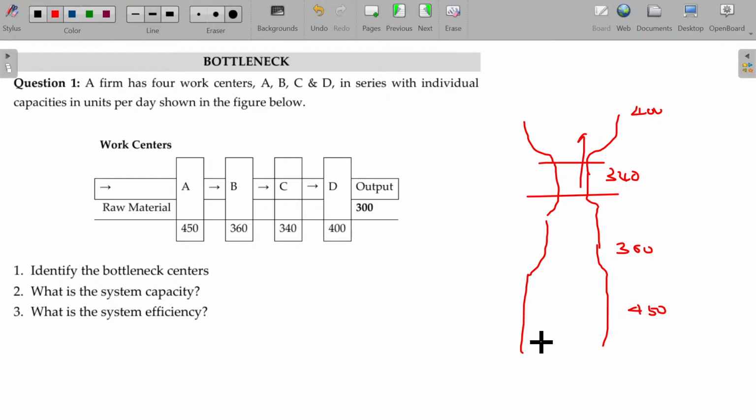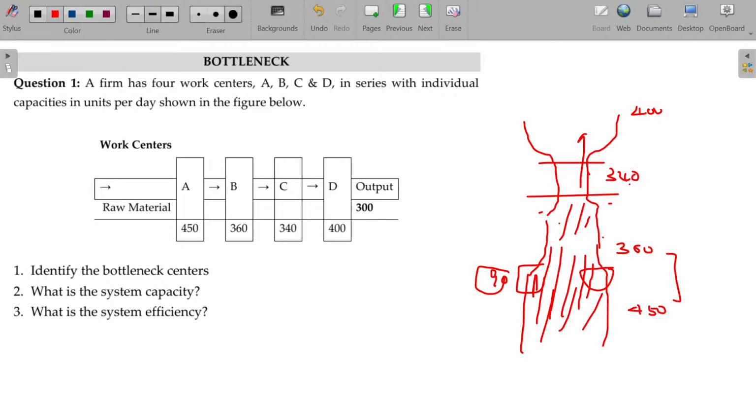So what happens here? All the people will come here, narrow down. The difference between these two, 90, will get stuck here. Those moving in the straight line can move, but here they will get stuck. Here 360 will be moving, and in this case only 340 is capable. Another 20 will get stuck. After that, what happens? This particular place is capable of managing 400, but only 340 comes out. That's the logic.